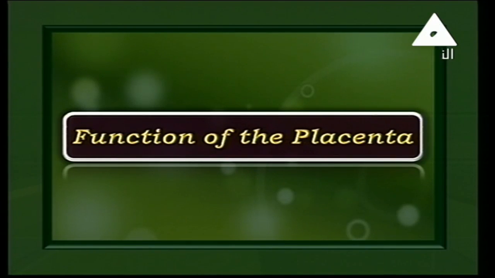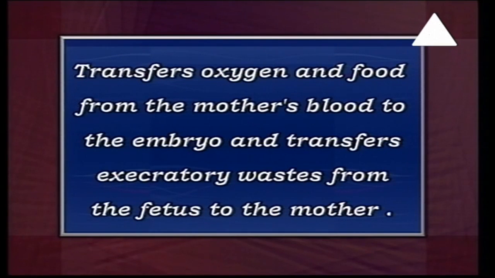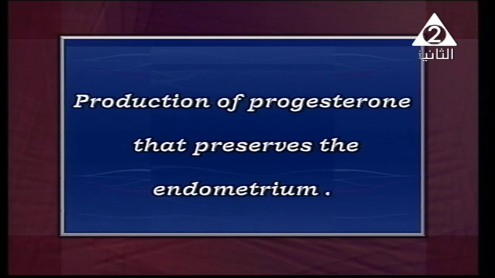Well, we need to know the function of the placenta. The placenta transfers oxygen and food from the mother's blood to the embryo, and transfers excretory wastes from the fetus to the mother, a kind of exchange. After that, the production of progesterone that preserves the endometrium. I mean, it keeps the endometrium healthy and strong.